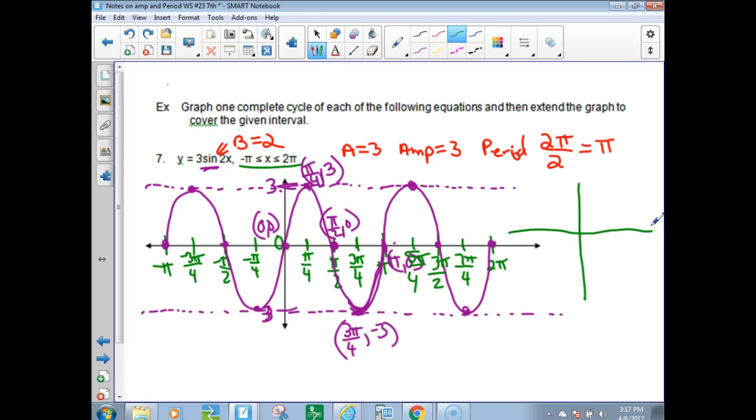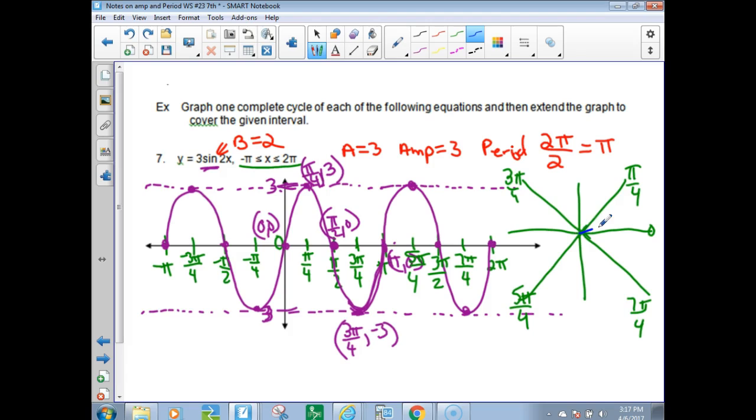Like if you were doing the unit circle, 1 pi over 4, 2 pi over 4, 3 pi over 4, 4 pi over 4, 5 pi over 4, 6 pi over 4, 7 pi over 4. There, you're done with that one.